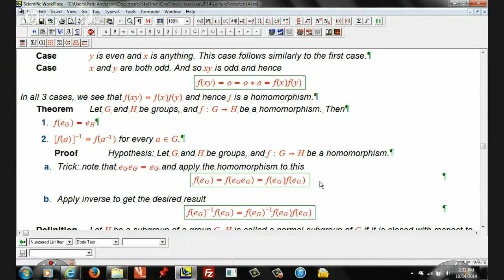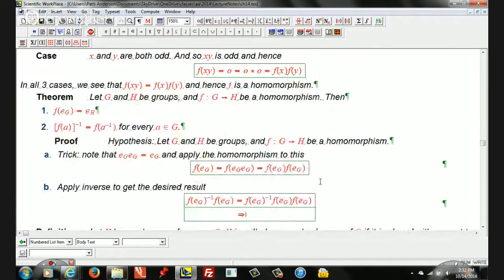But what's that equal to? Yeah. So on the first side, you have the identity in H has to be equal to F of E sub G. That makes sense? In the book, they didn't have the subscripts. No, they didn't. It makes it clearer when you have the subscripts, but you don't have to put them on. So that proves part one.